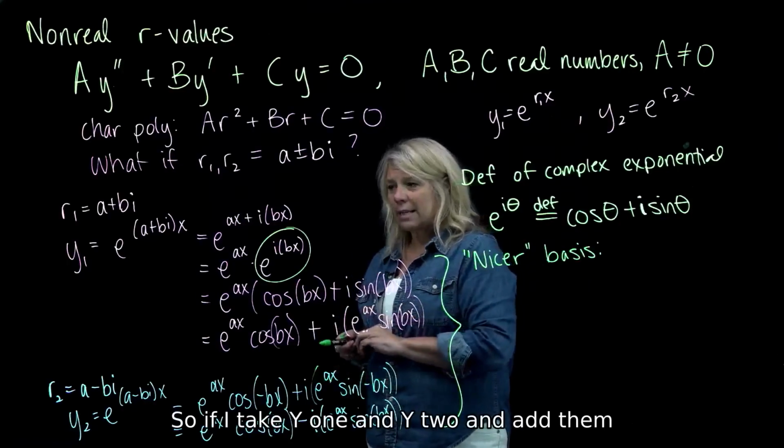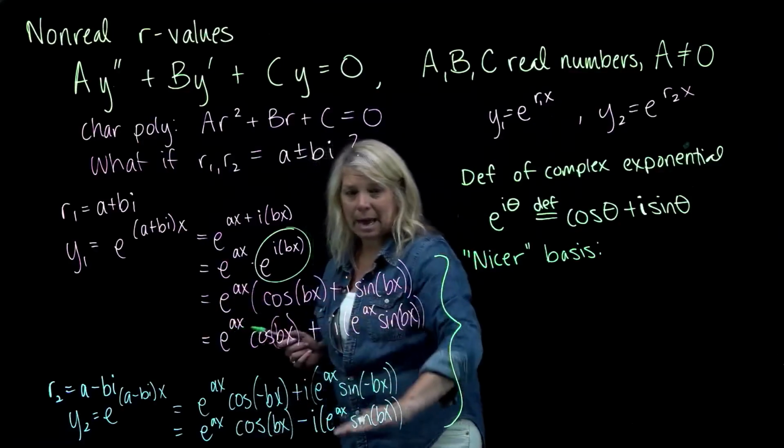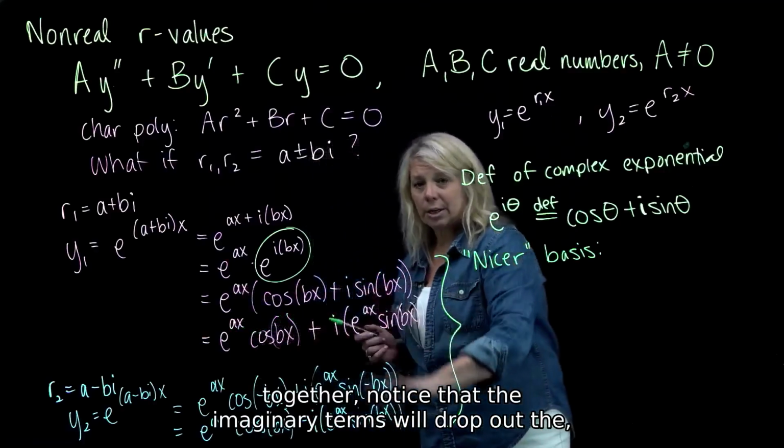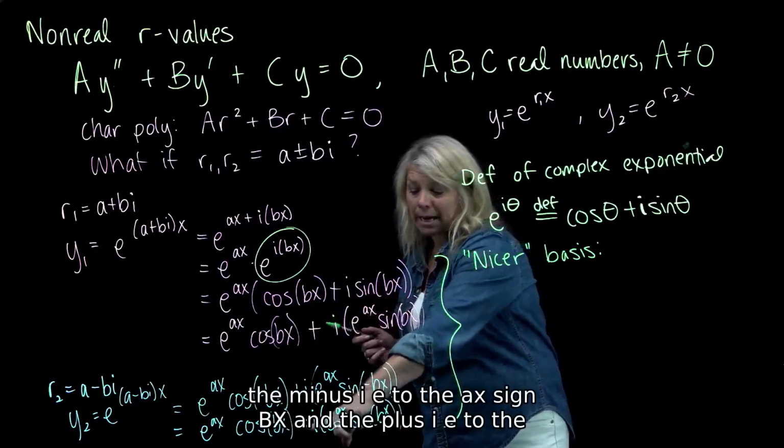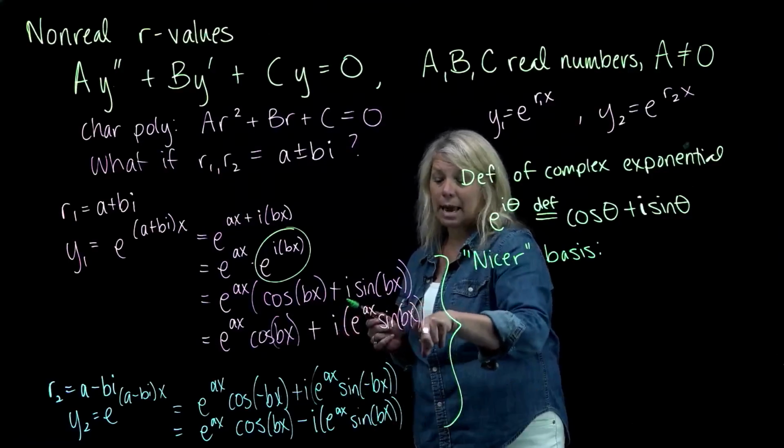All right, so if I take y1 and y2 and add them together, notice that the imaginary terms will drop out. The minus i e to the ax sine bx and the plus i e to the ax sine bx.